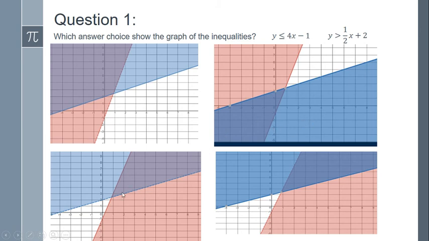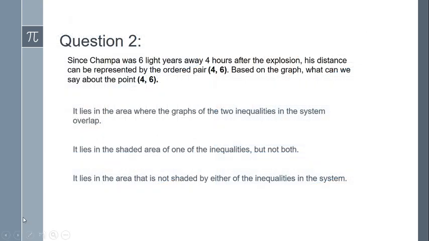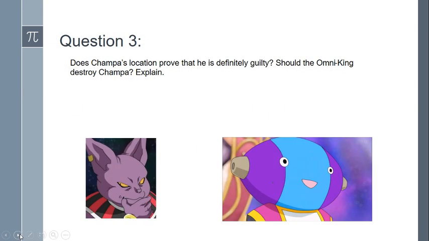So let's take a look at our point (4, 6). That is one possible solution, but it's not all of them, right? We have a whole set of solutions. So just because Champa happened to be in that overlapped area means to me that he could be guilty, right? He could be, but we don't know for a fact if he is. It's not enough information to pin it down because there are a lot of solutions to that set of inequalities.